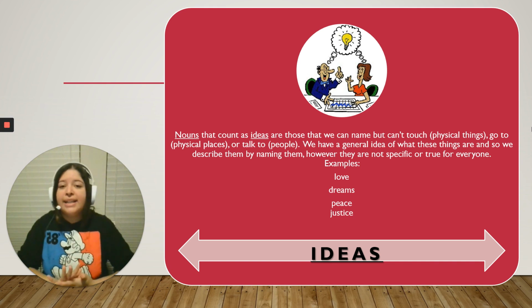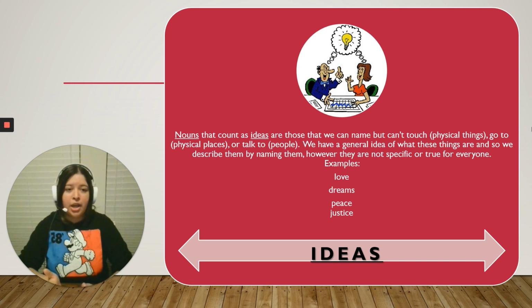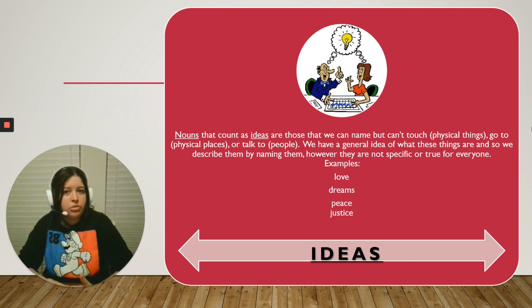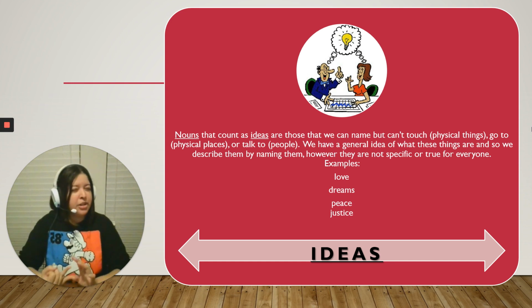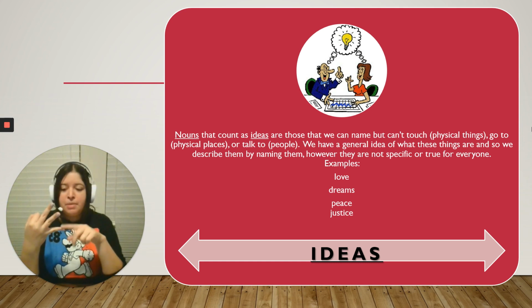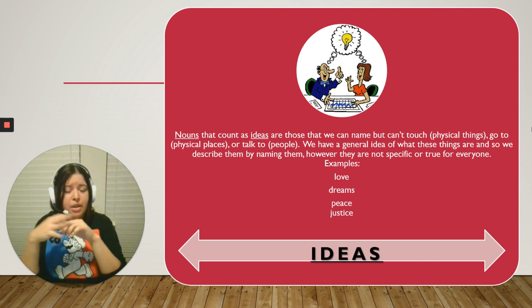Nouns that count as ideas are those that we can name but we cannot touch, meaning that they are not things. We cannot go there, so that means that they're not places, and we cannot talk to them, so they're not people. So we said that nouns could be people, places, or things. Ideas cannot be any of those.